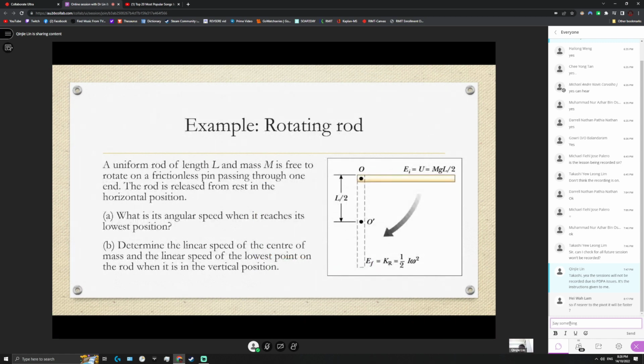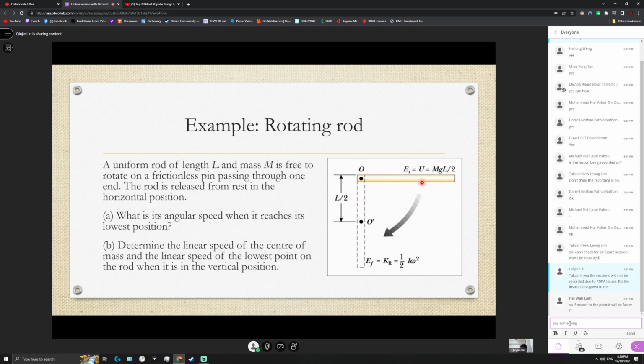Then we look at one example. A uniform rod of length L and mass m is free to rotate on a frictionless pin passing through one end. The rod is released from rest in the horizontal position. What is the angular speed when it reaches the lowest position?